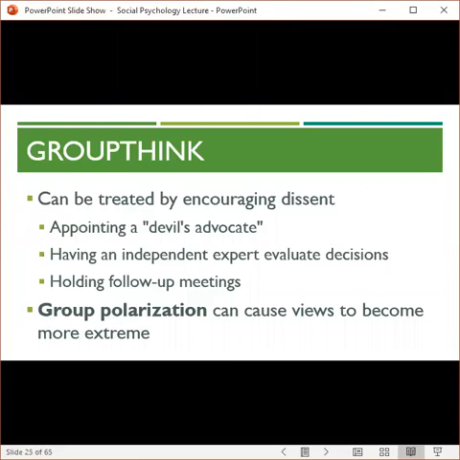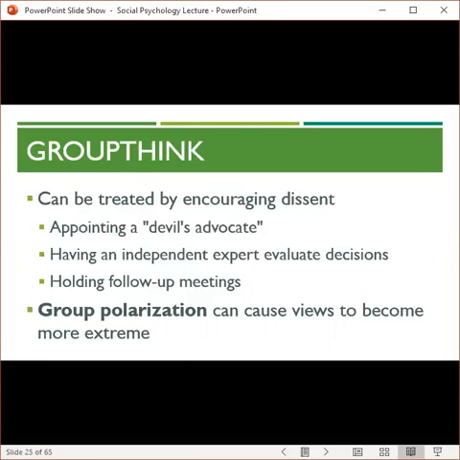Another strategy is to select someone who is outside of the group, who will feel less compelled or pressured to agree. So if you bring in another person who wasn't part of the initial conversation, they may not feel the same peer pressure to give in. You can also hold follow-up meetings to allow time for ideas to simmer and allow time for people to reflect on ideas and consider alternatives rather than trying to make a quick decision.